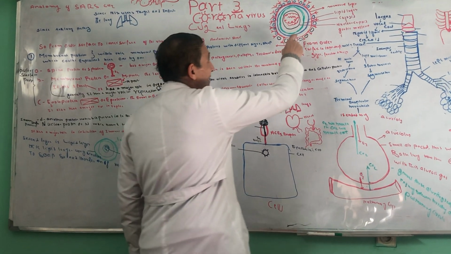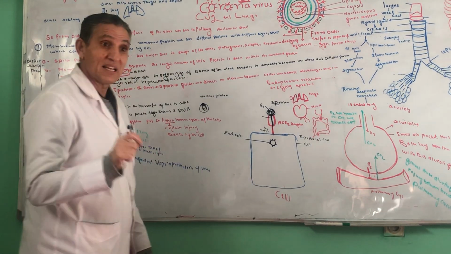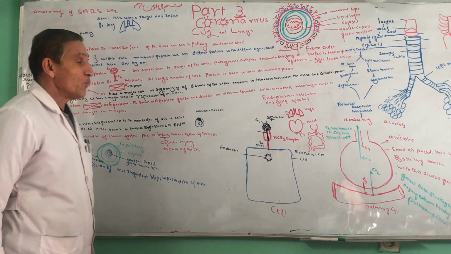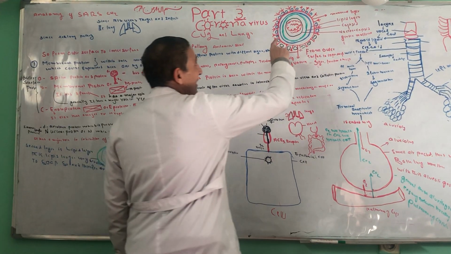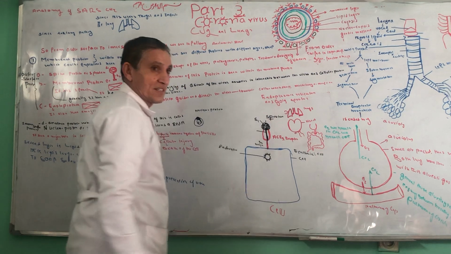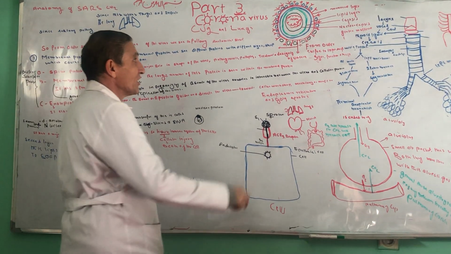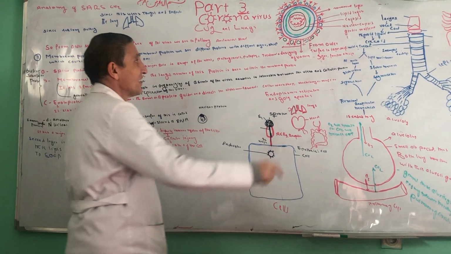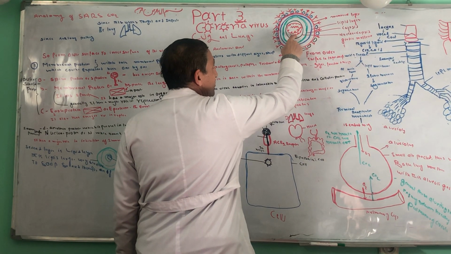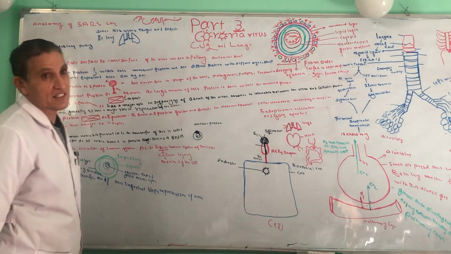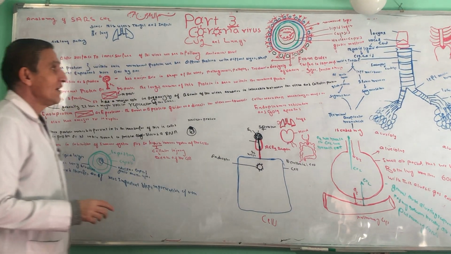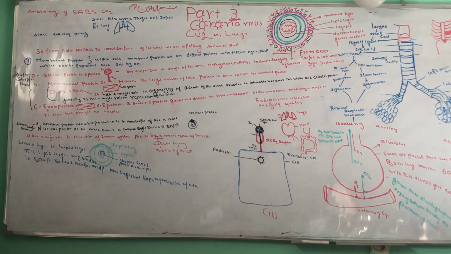Beneath the lipid layer, we have another layer which is called the capsid. Within the capsid, we have another layer which is called the nucleocapsid. This nucleocapsid contains genetic material, and it has a crucial role in pathogenesis of COVID-19. So, how many layers do we have for this virus?